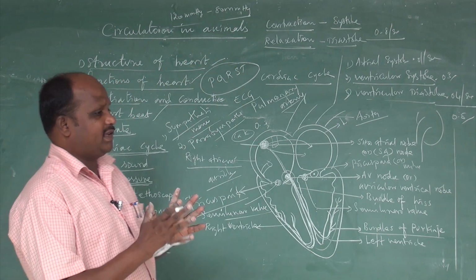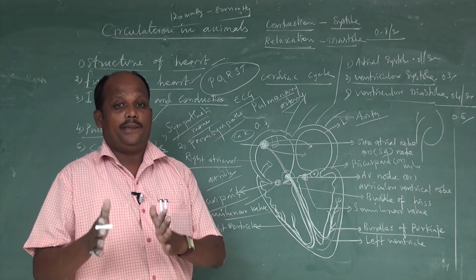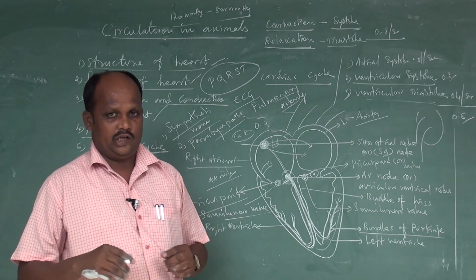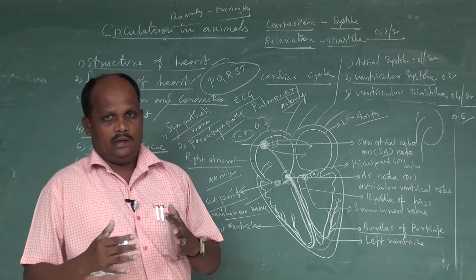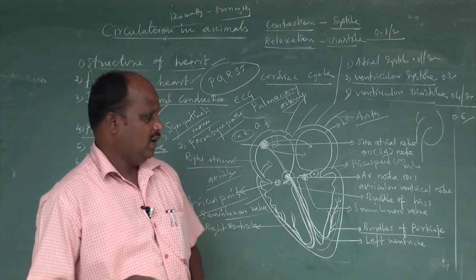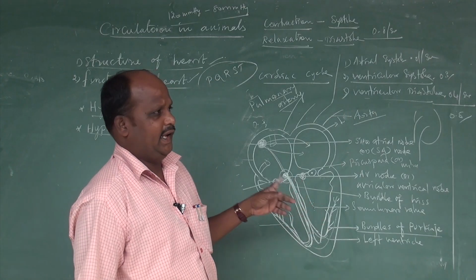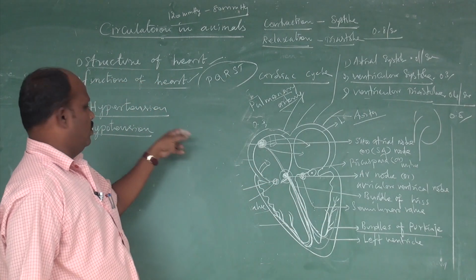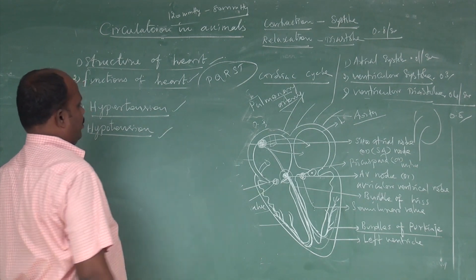The normal blood pressure value may decrease or increase. That is called hypertension and hypotension. The pressure value may increase or decrease, and for that variation of blood pressure we mention two types: one is hypertension, the second is hypotension.